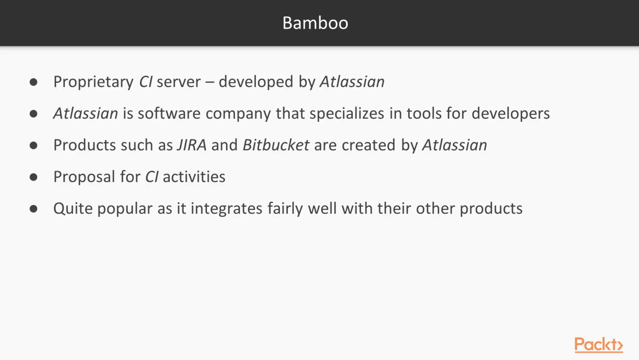Let's start with Bamboo. Bamboo is a proprietary CI server that is developed by Atlassian. Atlassian is a software company that specializes in tools for developers. Products such as Jira and Bitbucket are created by Atlassian, and they are well known in the IT world. Bamboo is their proposal for CI activities, and it's quite popular as it integrates fairly well with their other products.